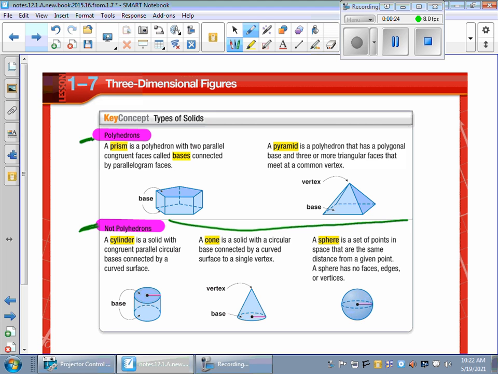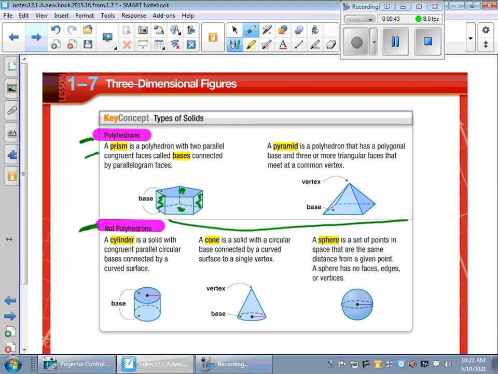Okay, so the groups of polyhedrons, we start with a prism. A prism is a polyhedron with two parallel congruent faces called bases. So this object at the top and this one at the bottom, those are your bases, connected with parallelogram faces. So here's a parallelogram, here's a parallelogram. Those are things that connect it.